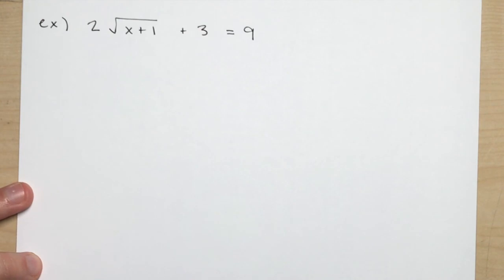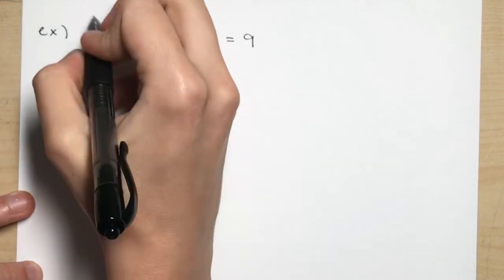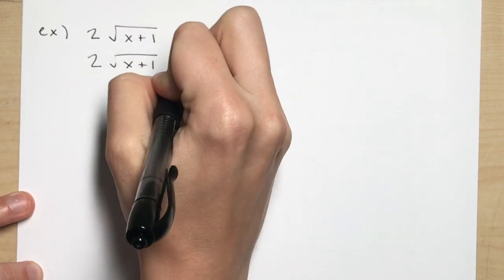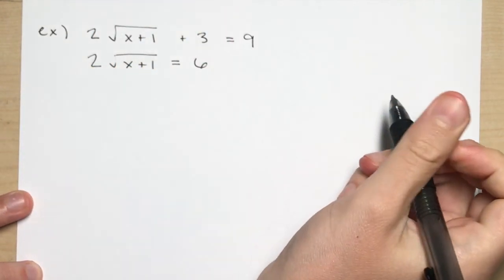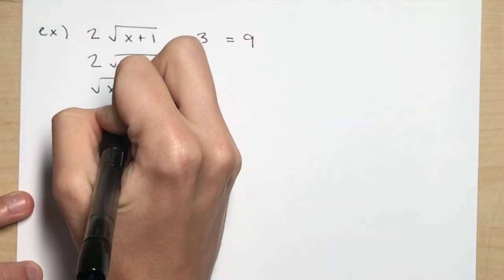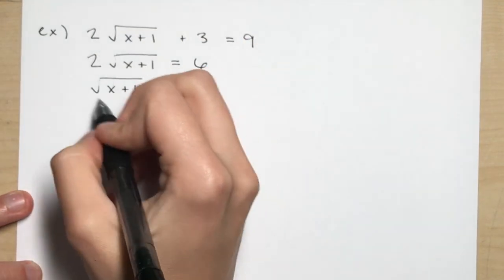Okay, first step is to isolate. So let's get that 3 and that 2 out of there. So we bring the 3 over, and we divide by 2. Okay, we've isolated the radical.